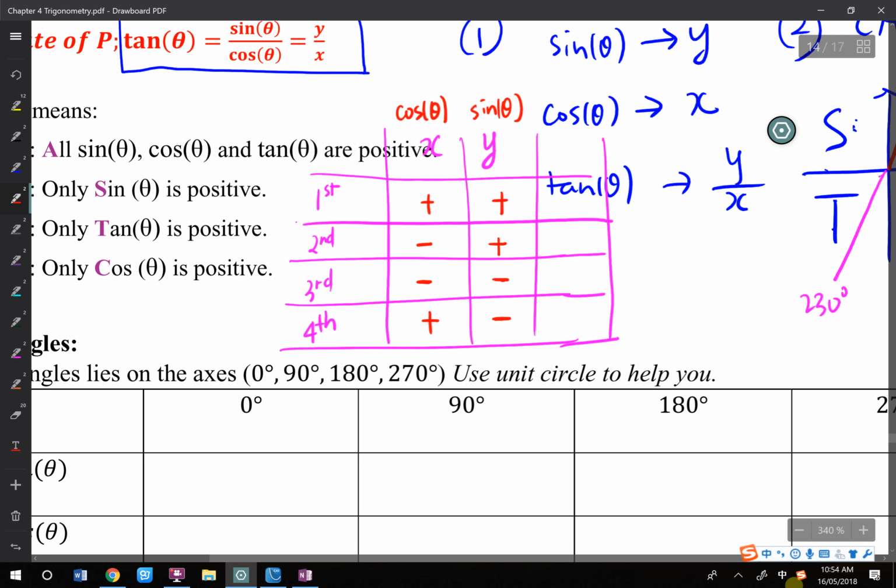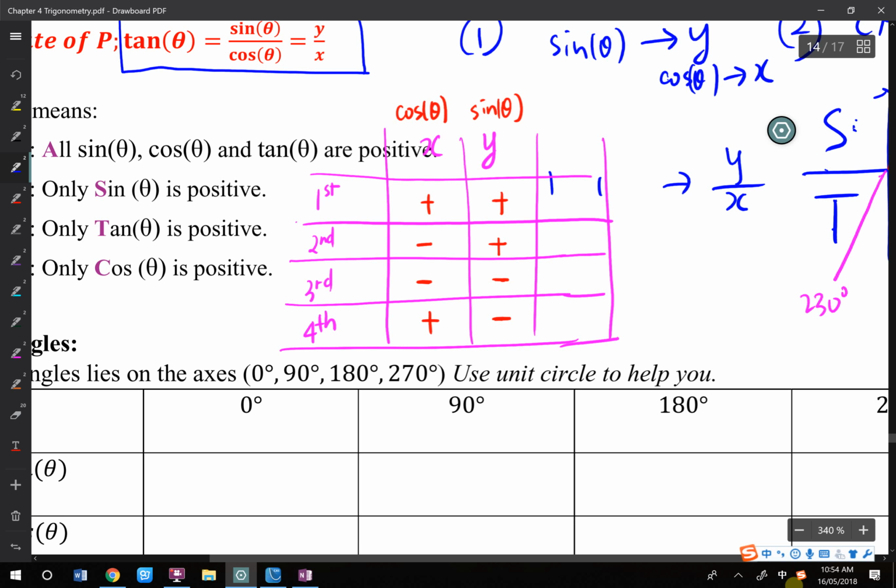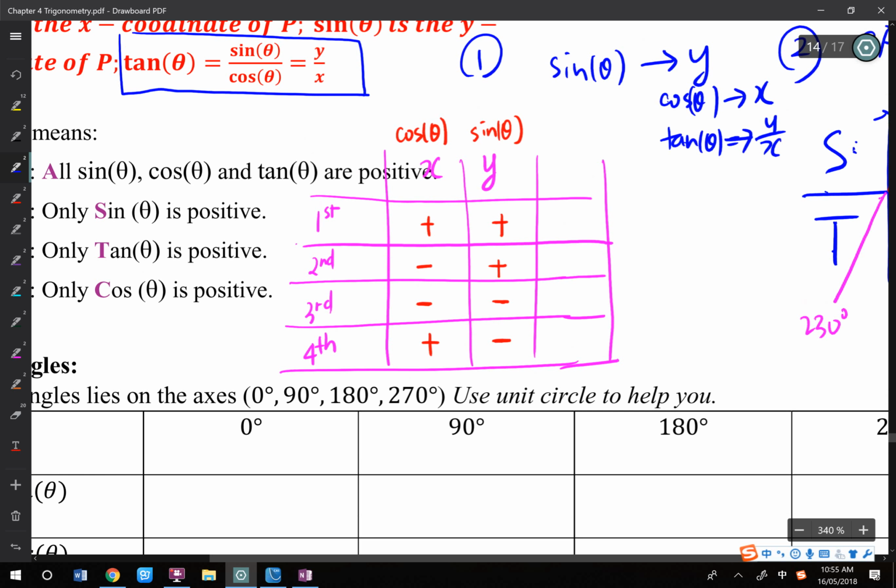And remember the tangent. Let's try some. Cosine theta is the x value. And tangent theta is y over x. Okay, it's y over x. So that's the cosine, sine, tan. And okay, y over x is the tangent value.